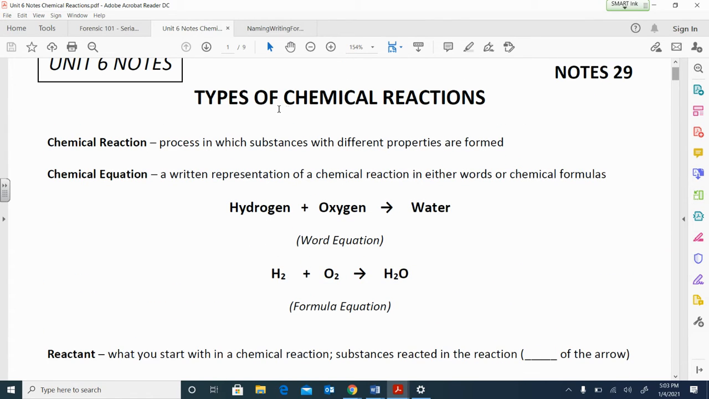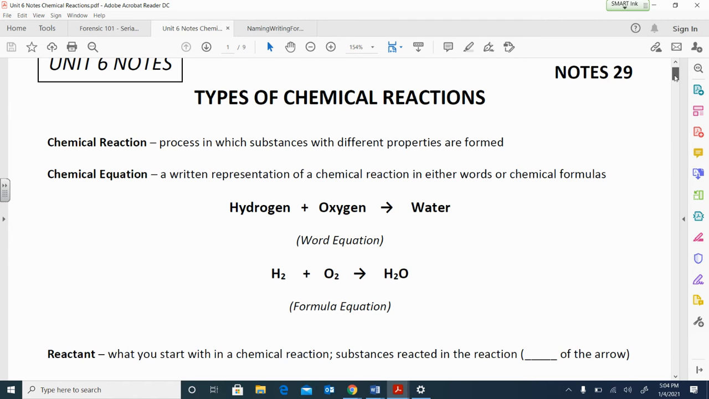Okay, so first off, we have a chemical reaction, just regular. Okay, so chemical reaction, process in which substances with different properties are formed. That's what a chemical reaction is when I mix something together and new things are formed. A chemical equation is a written representation of a chemical reaction in either words, so word form, or chemical formulas. So we are going to be looking at a chemical equation, I guess, for the first time and seeing how when I look at the chemical equation, how can I tell the type of reaction it is based on the way it looks?